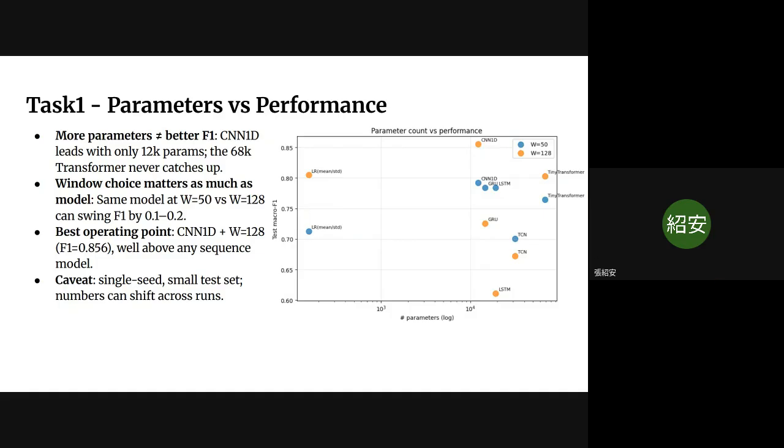Third, the best configuration in our experiment is CNN 1D at W equal to 128, reaching macro F1 of 0.856, clearly above any sequence model. If we had to deploy one configuration from this study, that would be the best choice.